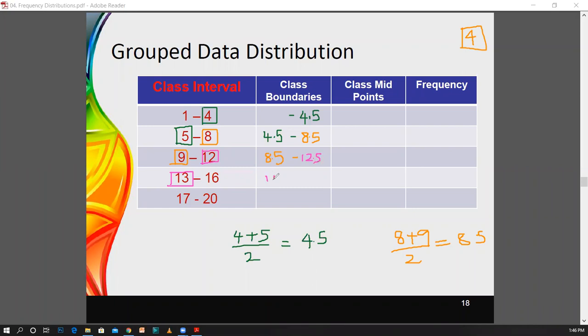Here it is again 12.5. Then you have to use the next set of values. In the next set of values, it is 16 and 17. Then you will get this as 16.5. Here also 16.5. But so far we have not identified any values for the lower class boundary of the first class and the upper class boundary of the last class.